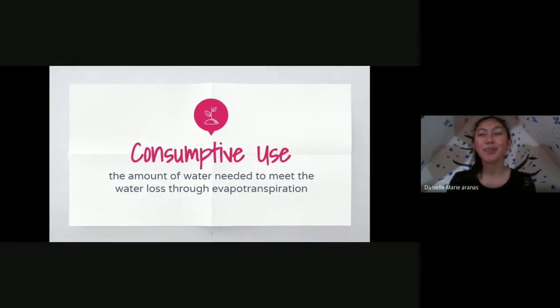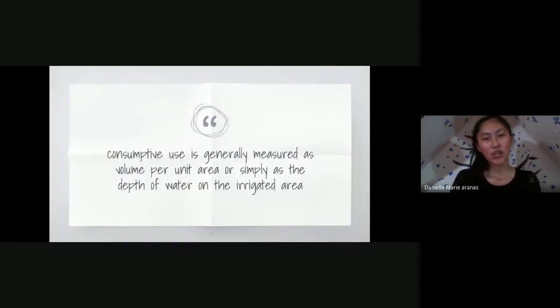It generally applies to a crop but can be extended to a field, farm project, or even a valley. Consumptive use is generally measured as volume per unit area or simply as the depth of water on the irrigated area.